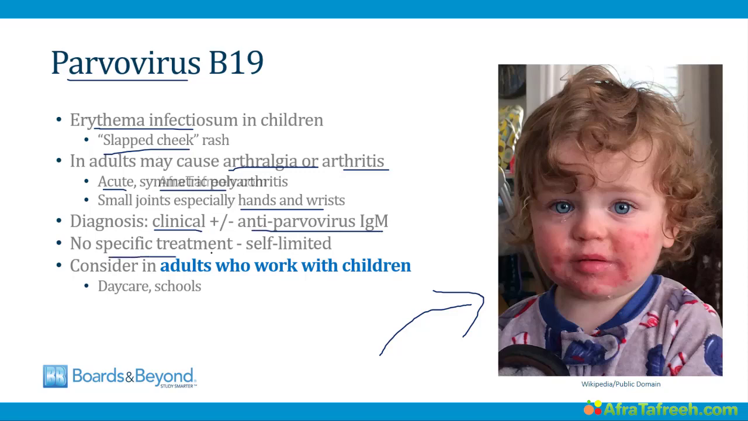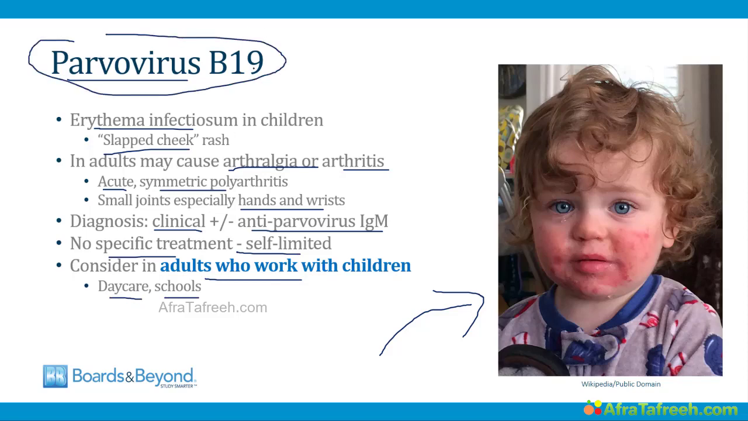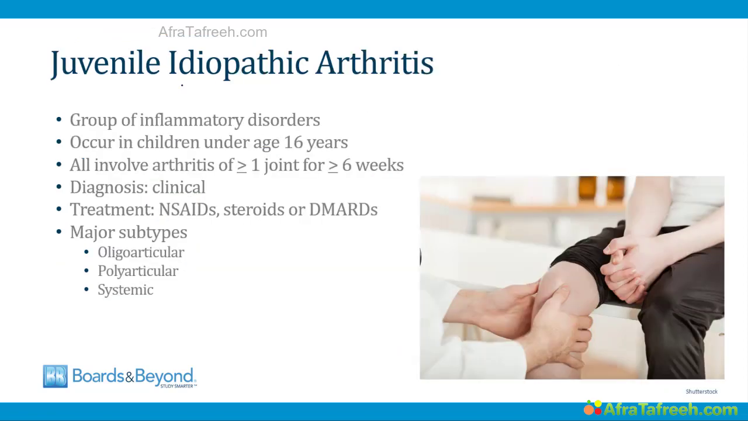There's no specific treatment. This is a self-limited arthritis, but this is a diagnosis you want to consider in any adult who works with children, such as in a daycare setting or in schools. Many children develop parvovirus infection, and then the adults who are around those children can develop parvovirus arthritis.